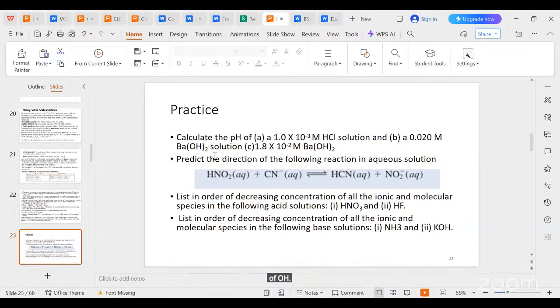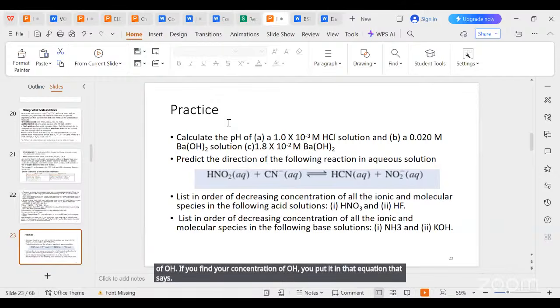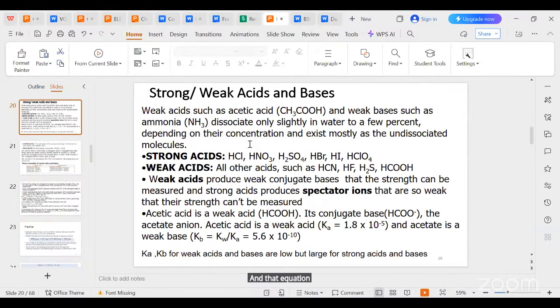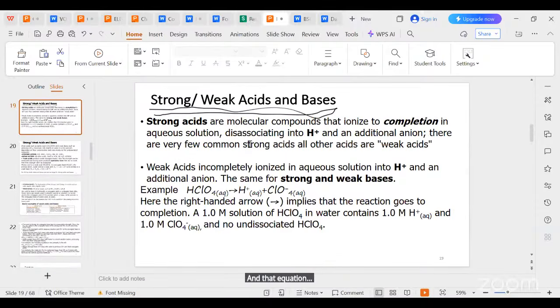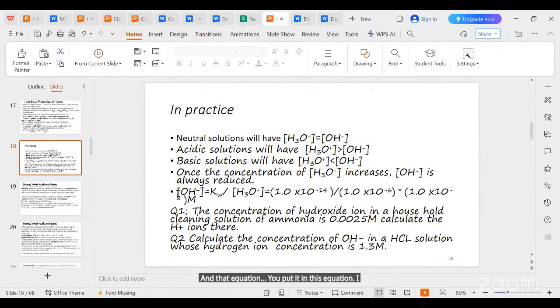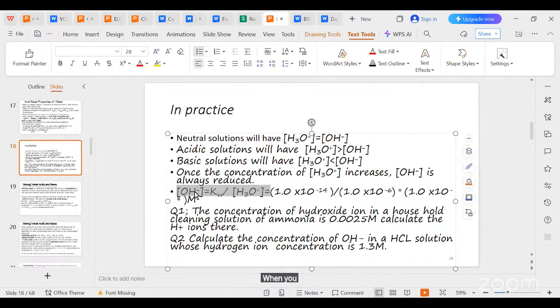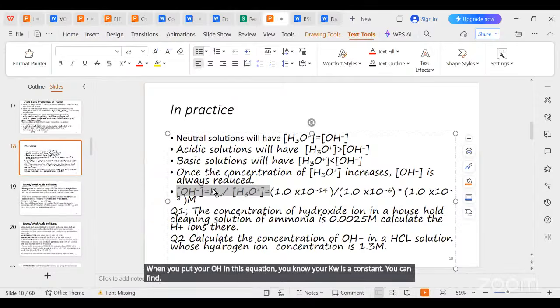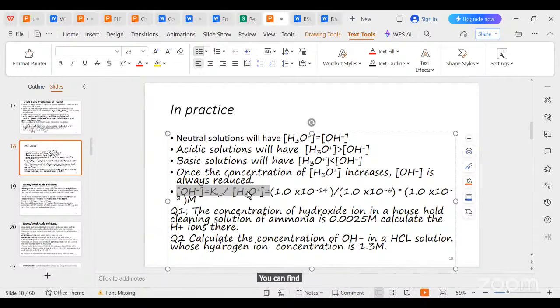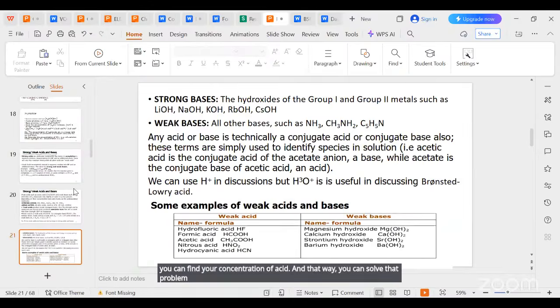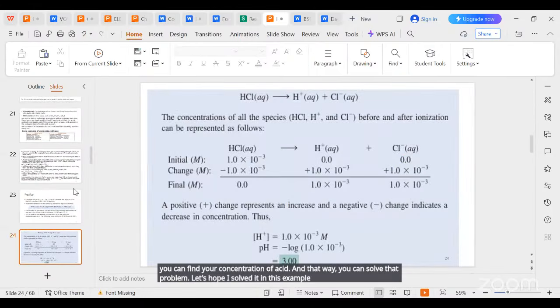If you find your concentration of OH, you put it in this equation. When you put your OH in this equation, you know your Kw is a constant. You can find your concentration of acid, and that way you can solve that problem. I hope I solved it in this example. If not, in my next class, I'll bring it for you. But at least I've led you on how to solve it.